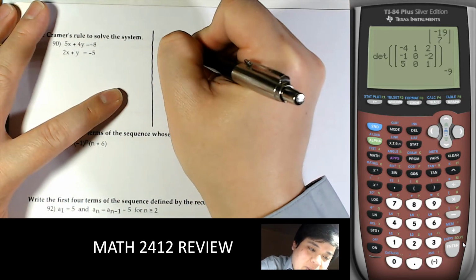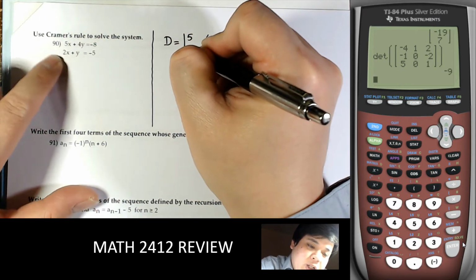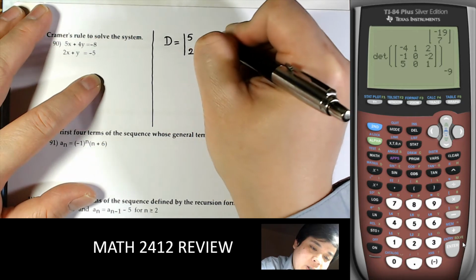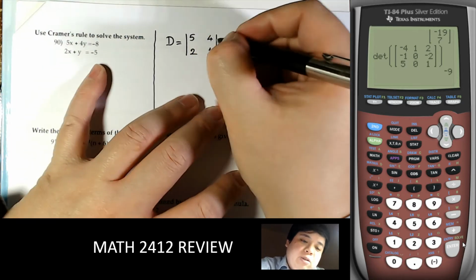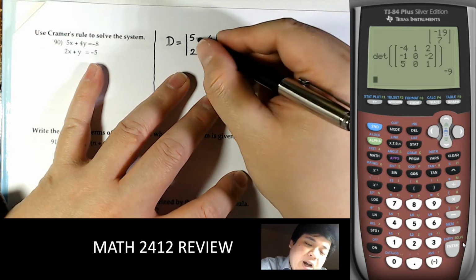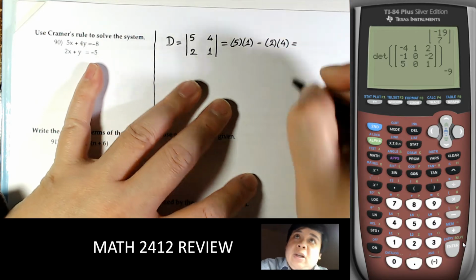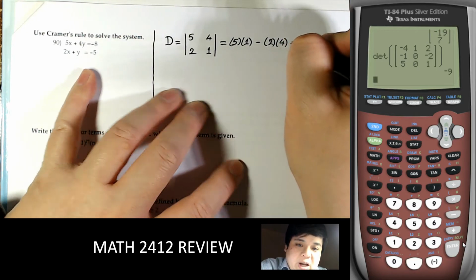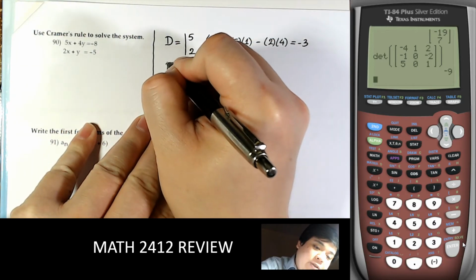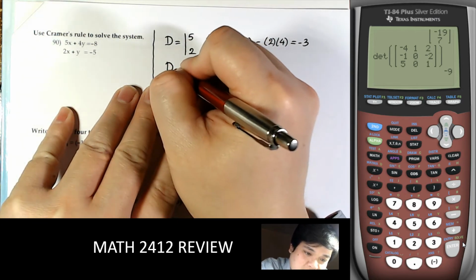First, the determinant of the coefficient 5, 4, 2, and 1. So do that. 5 times 1 minus 2 times 4, that is -3. So that is D. Now we're going to have dx. We'll put that in x.